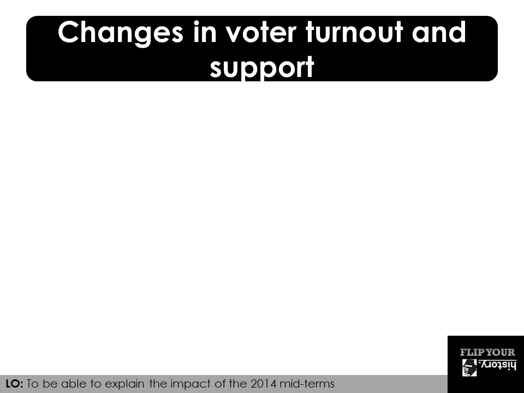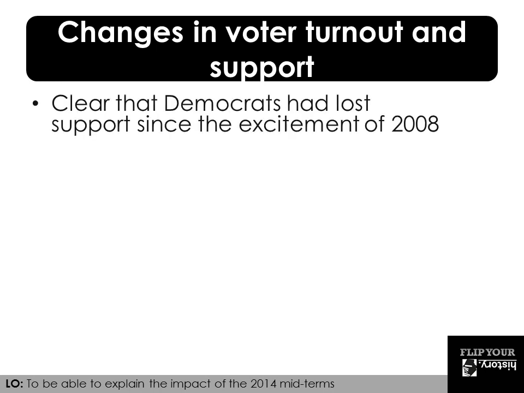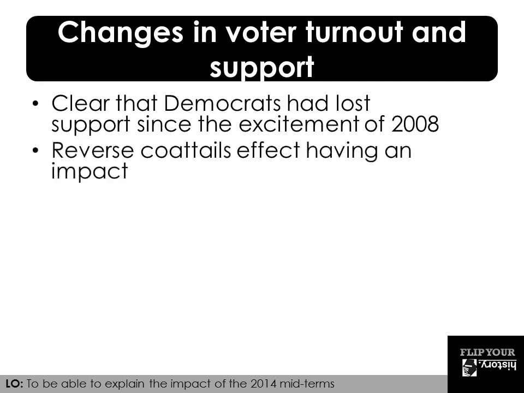The first key reason why the Democrats lost the Senate was to do with changes in voter turnout and support. Now, after 2008, it is clear that the Democrats have lost support as Barack Obama's energy and excitement has waned. And to some extent, a reverse coattails effect is now having an impact on the Democrats, as there is no longer a popular president to carry votes in Congress.